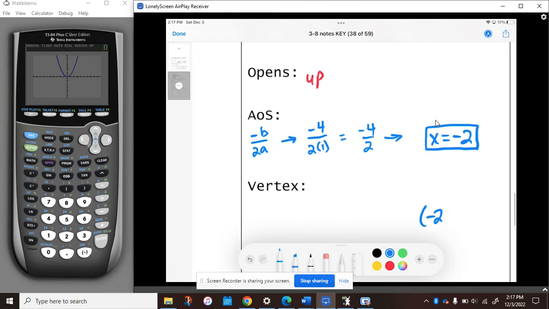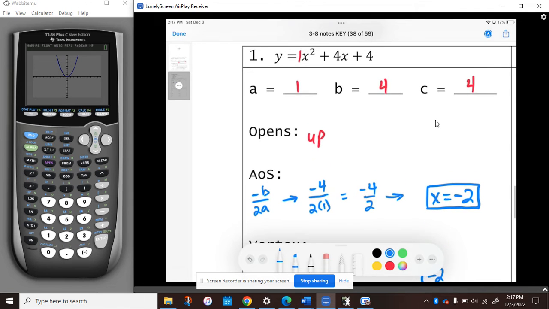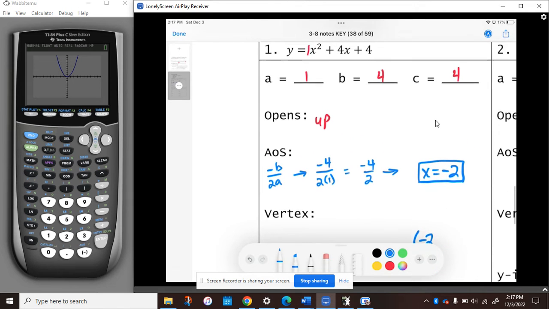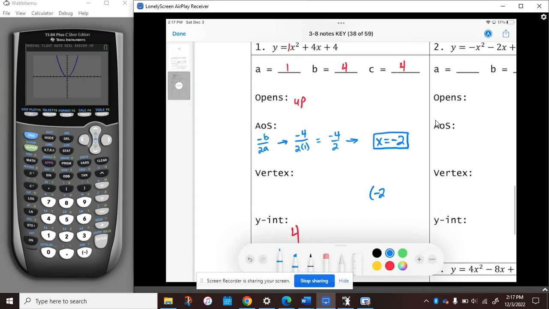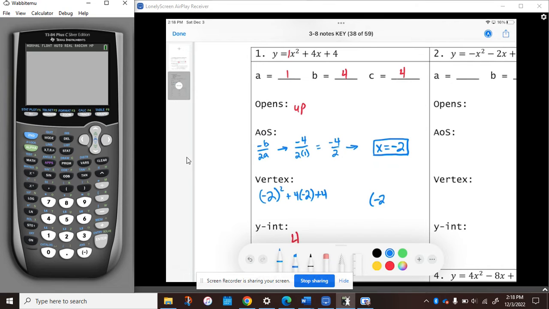The other half of the vertex comes from plugging that -2 into the original equation that we started with. Okay, what we're going to do is plug in -2 squared plus 4 times -2 plus 4. That's what we're going to do with it. Okay, here's what I've got. This is something that you may want to do in the calculator.